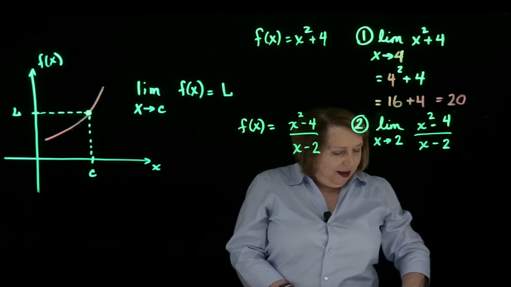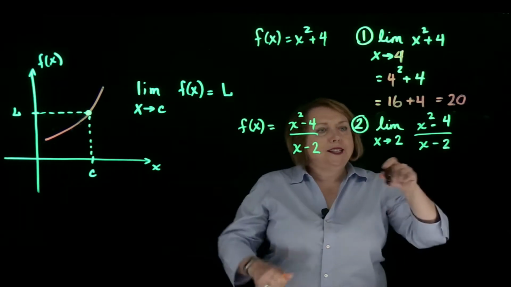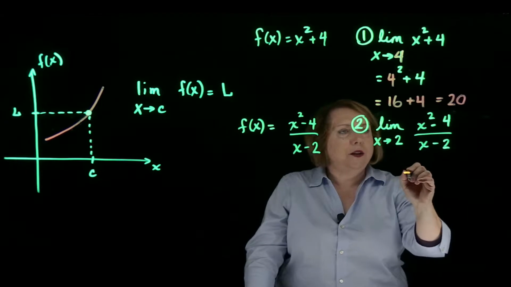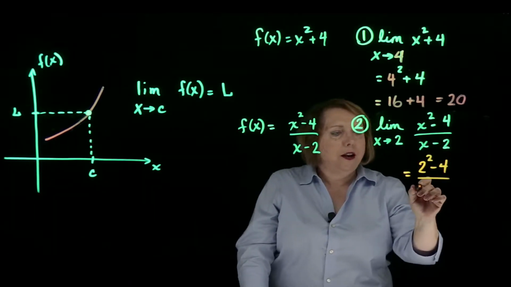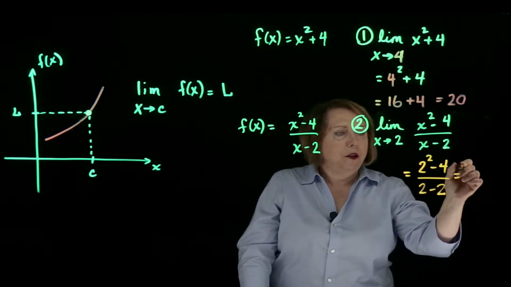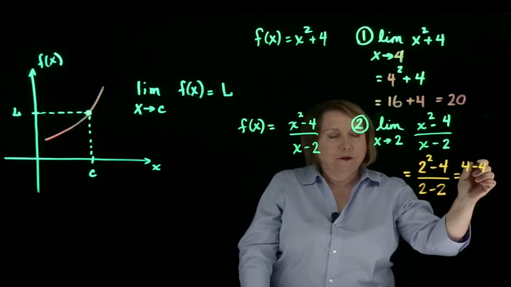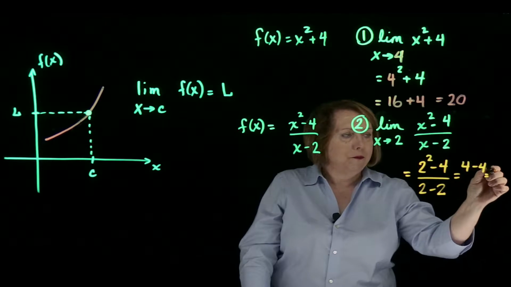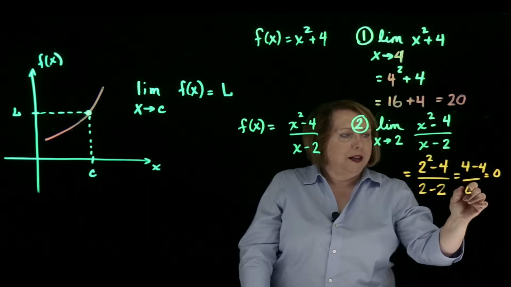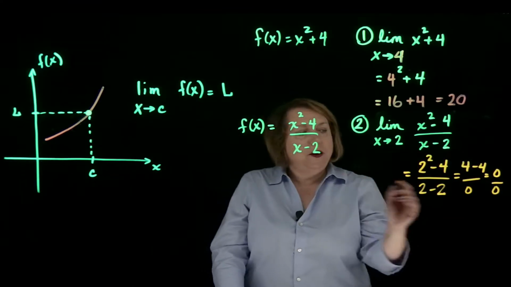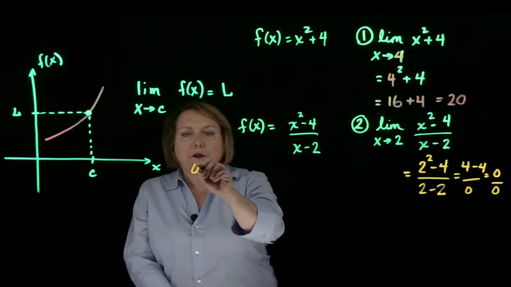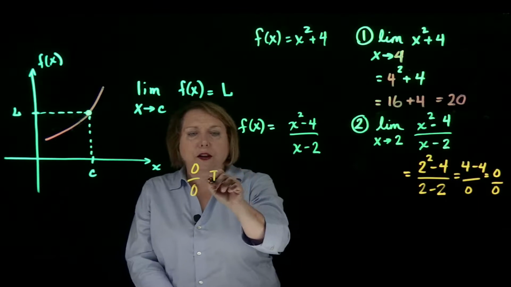Now, if I just replaced x with 2, I would get 2 squared minus 4 divided by 2 minus 2, which would be 4 minus 4, which is equal to 0, divided by 0. So I'd have 0 divided by 0. When you see that 0 divided by 0, that's called an indeterminate form.